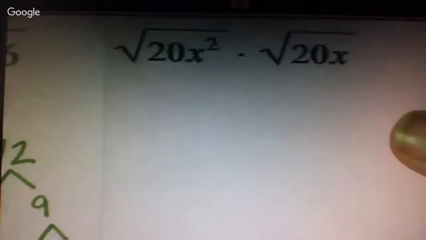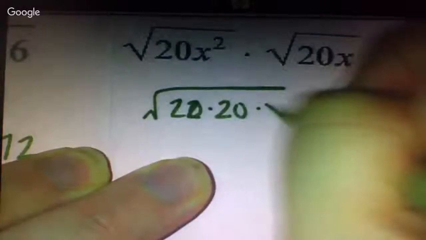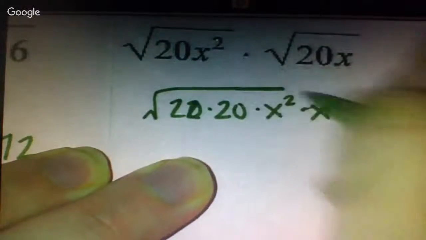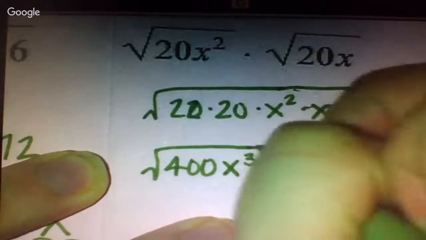Can I multiply these two? Yes. What's my coefficient of each one? 1. 1. So we don't even need to worry about it. If they're both 1, it's not going to change my coefficient. So now, underneath the square root, 20 times 20 times x squared times x. So this is actually the square root of 400 x to the third.